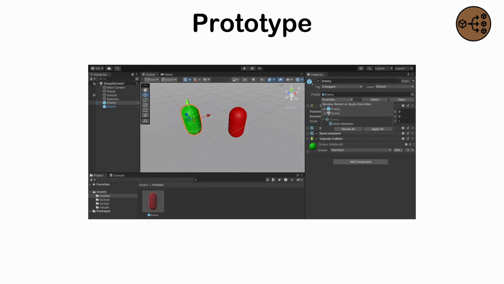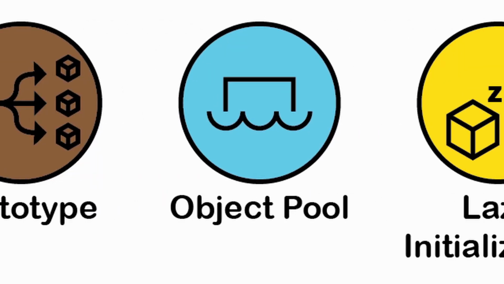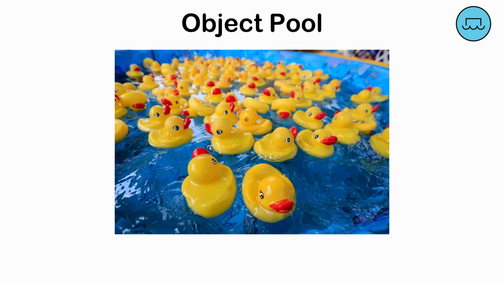Prototypes are fast and efficient, but be mindful not to override your original reference unintentionally. Object pooling. Creating and destroying objects can be computationally expensive. Pooling reuses objects instead of creating new ones every time.